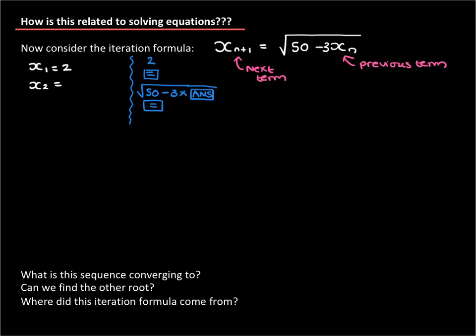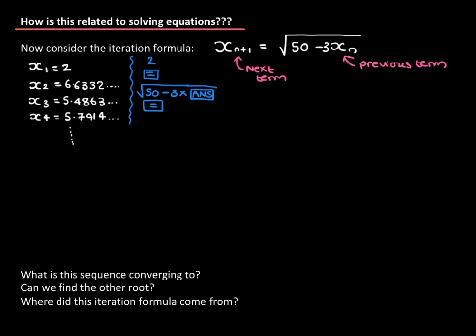Now what is that second term? It's x2 and it is equal to 6.6332. Press the equals button again and you'll generate the third term in the sequence, x3, 5.4863. What's x4? It's equal to 5.7914. And I want you to keep generating terms, keep going.